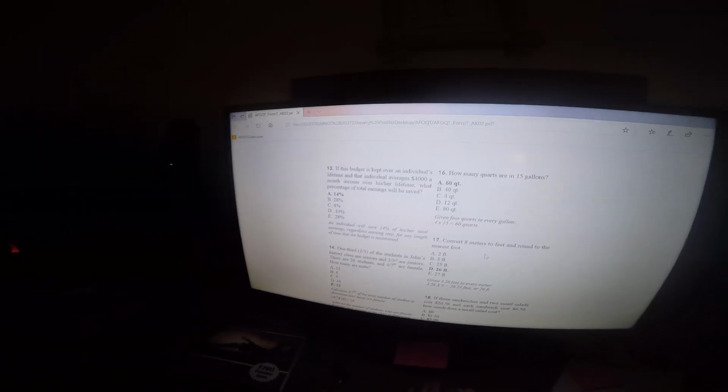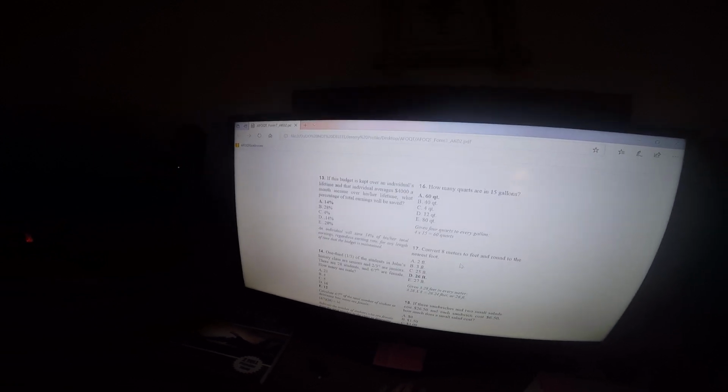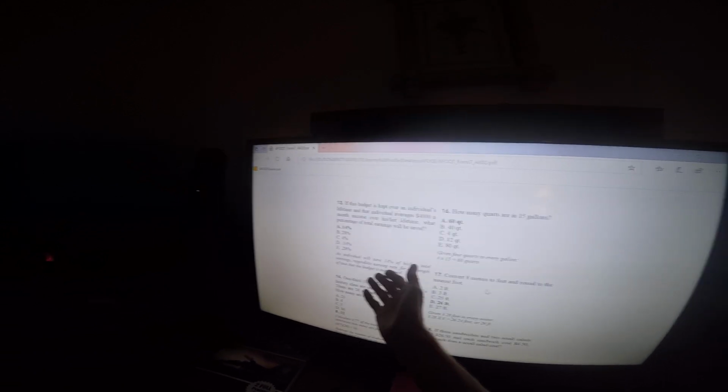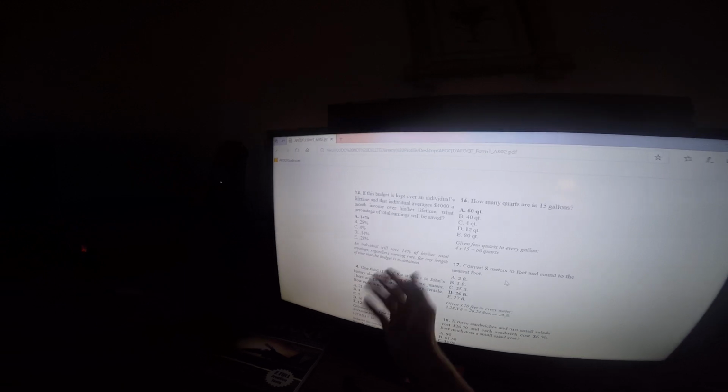If this budget is kept over an individual's lifetime, and that individual averages $4,000 a month income over his or her lifetime, what percentage of total earnings will be saved? It says 14. An individual saves 14% of his or her life total earnings, regardless of earning rate, for any length of time that the budget is maintained. That's a tricky one, because it says savings is 14%. Alright, cool.